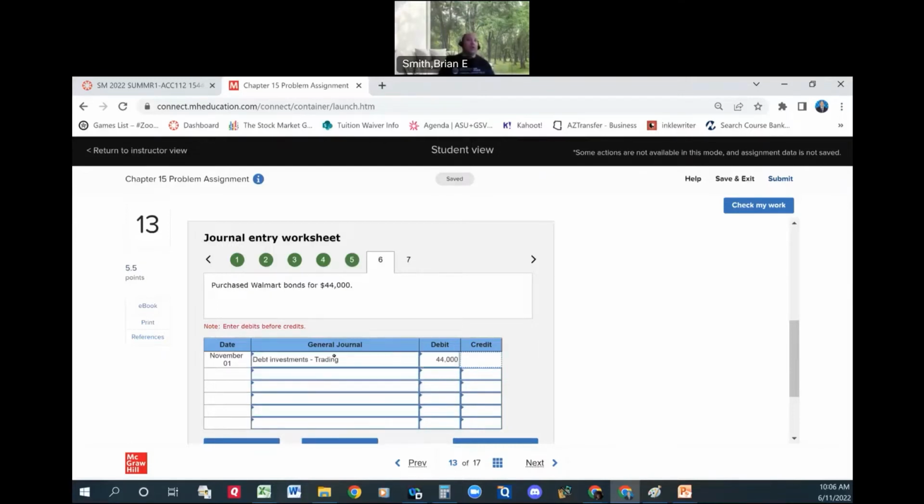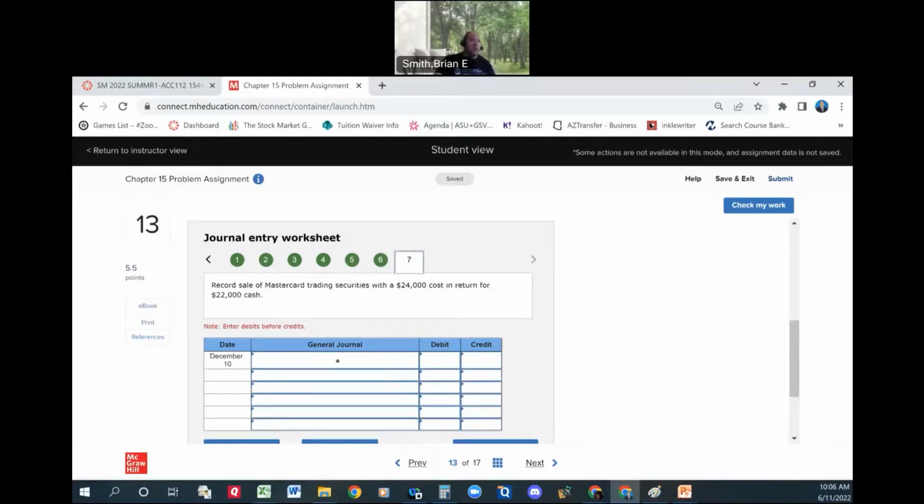Hopefully you're getting the trick here. And then record sale of MasterCard trading security with $24,000 cost in return for $22,000 cash. Did we get more money than it was worth? No. So it's going to be a loss. So we're going to debit cash because we are getting money.